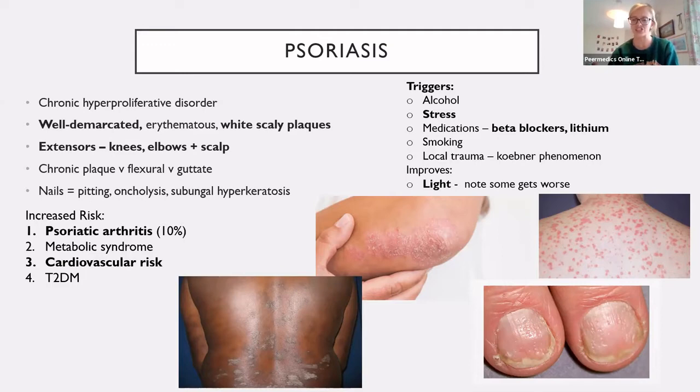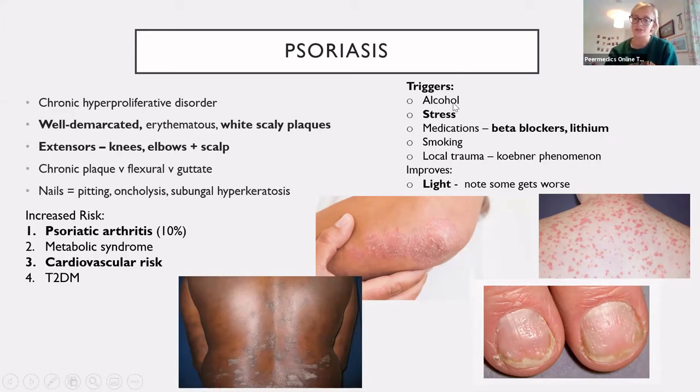So always check for skin changes with your MSK exams as well, looking for psoriasis, because about 10% of the people with psoriasis will actually have arthritis. It's quite a big chunk of people considering how common this is. If they have nail signs as well, that is quite indicative that they might have arthritis going on too.